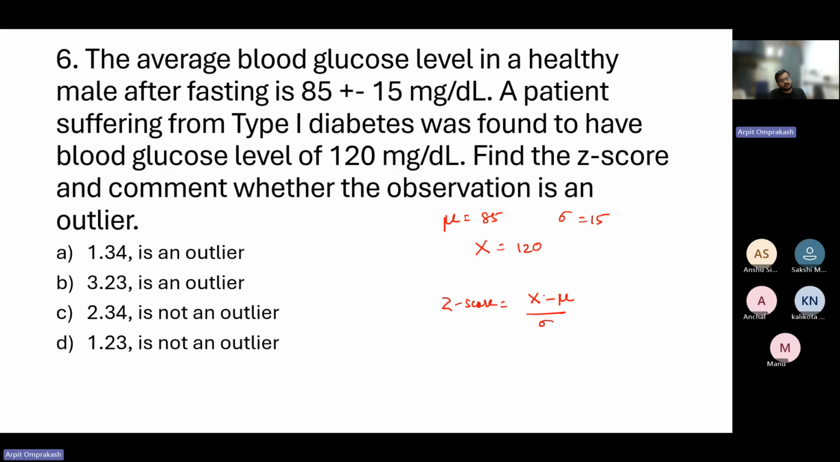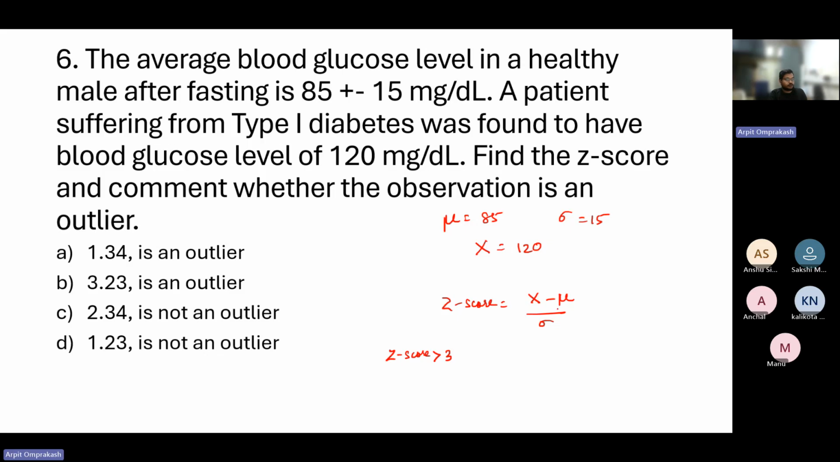This basically converts our observation using the mean and standard deviation of our sample distribution to a range which can be compared to the normal distribution, right? So the z-score is basically comparable to the normal distribution. And when we have a z-score of greater than 3, that is generally when we say that the data is an outlier, right?